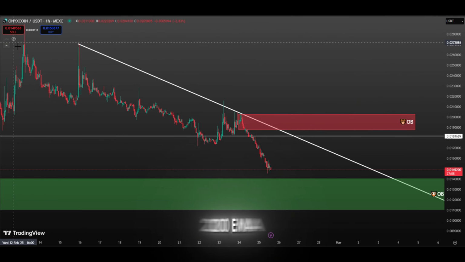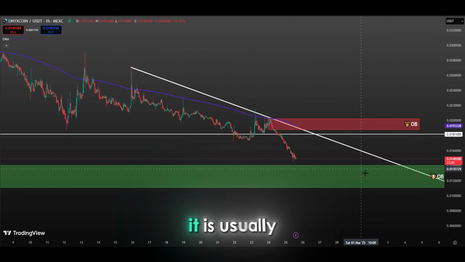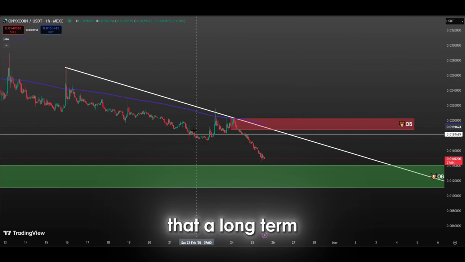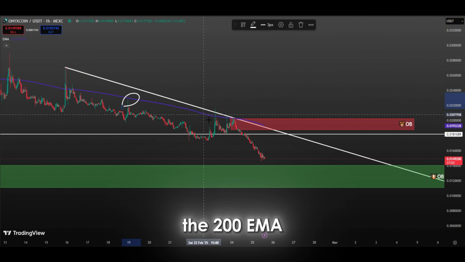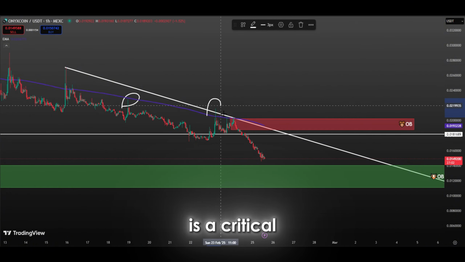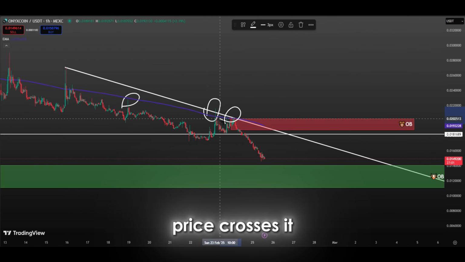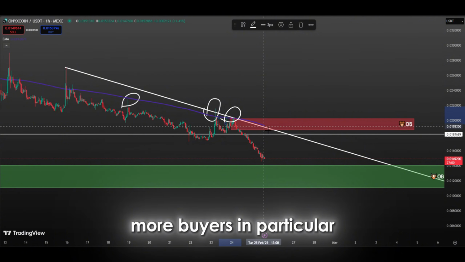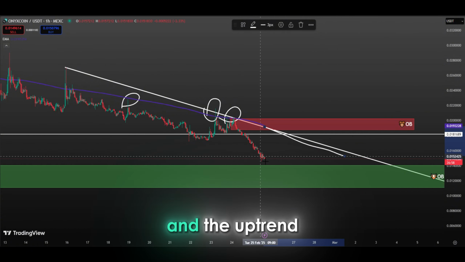And when we look at the 200 EMA, it is an important indicator used to determine the direction of the long-term trend. If the price breaks above the 200 EMA, it is usually considered a sign that a long-term uptrend has begun and the bull market is strengthening. The 200 EMA is a critical level in understanding the overall direction of the market, and when the price crosses it, it indicates that more buyers in particular have become active in the market and the uptrend will continue.